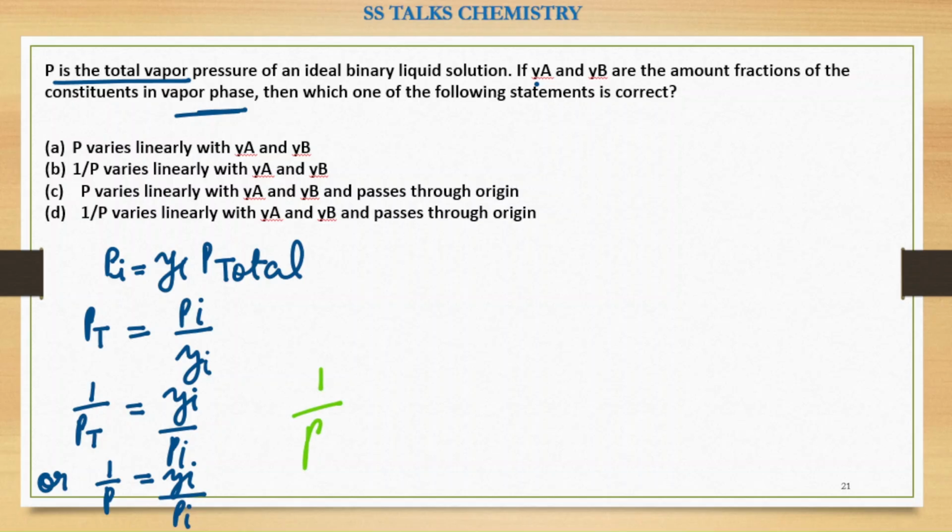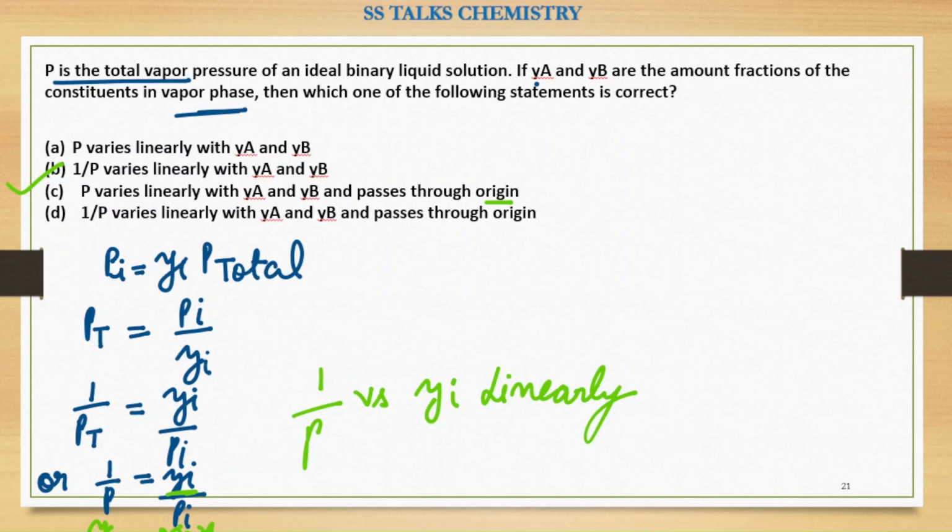Compare it with the y is equal to mx equation. The slope value is 1 by Pi and the x value is the mole fraction term. So the plot we have is 1 by P versus YA or YB, that is Yi, and it varies linearly because the straight line equation y is equal to mx is being used. So 1 by P varies linearly with the mole fractions. This is given to us in the option. About the origin, we are not getting anything from here. So 1 by P versus YA and YB will be used here.